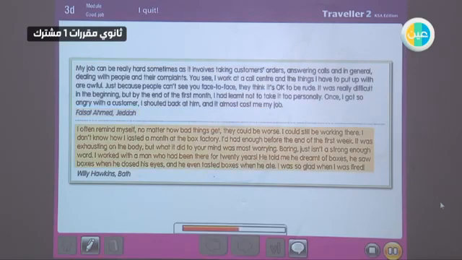I often remind myself, no matter how bad things get, they could be worse. I could still be working there. I don't know how I lasted a month at the box factory. I had enough before the end of the first week. It was exhausting on the body. But what it did to your mind was most worrying. Boring just isn't a strong enough word. I worked with a man who had been there for 20 years. He told me he dreamt of boxes. He saw boxes when he closed his eyes. And he even tasted boxes when he ate. I was so glad when I was fired. Willie Hawkins, Bath.